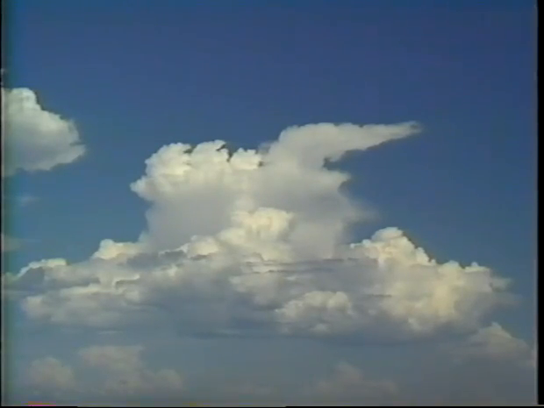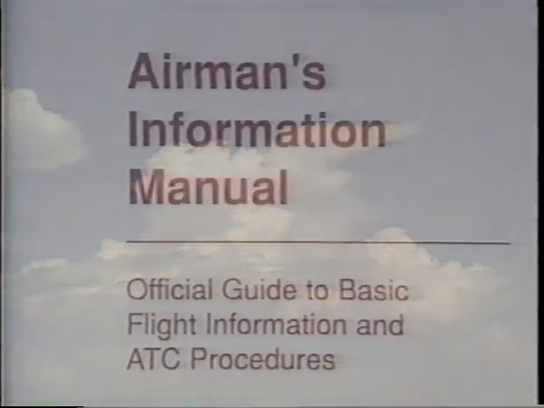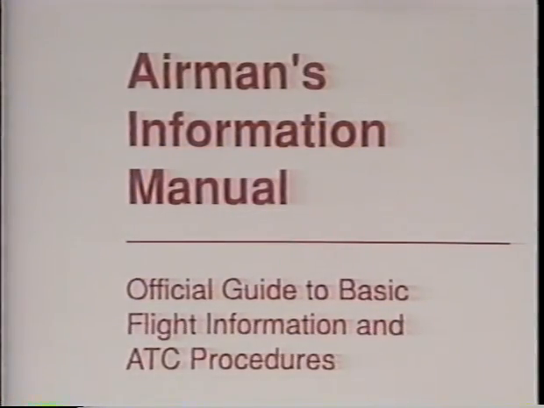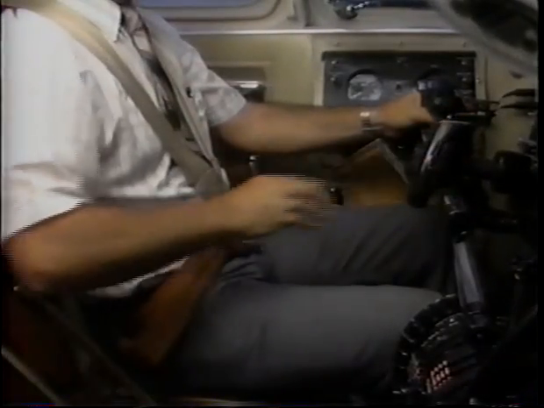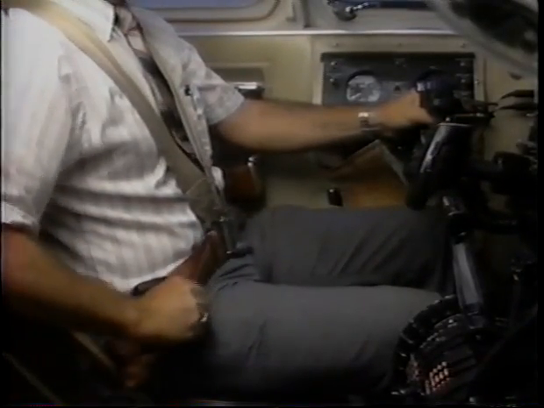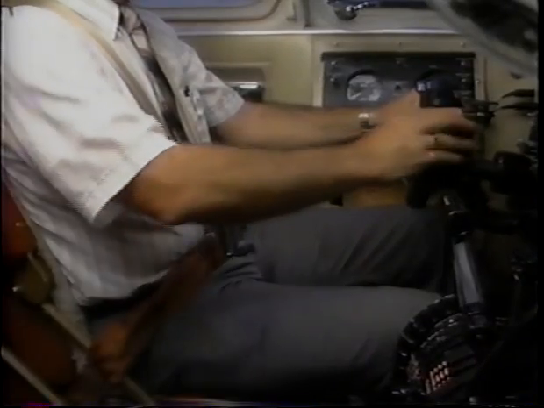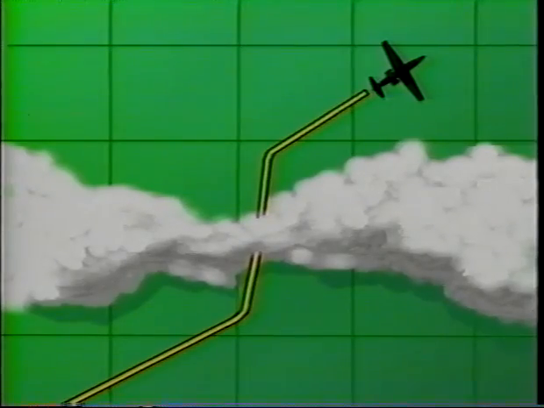Avoiding a thunderstorm must be your top priority. But as a last resort, if you can't avoid flying through a thunderstorm, the AIM recommends a few things to do before you enter the cloud. First, tighten your seatbelt and shoulder harness and secure all loose items. If possible, plan a course which will take you through the thunderstorm area in the shortest amount of time.